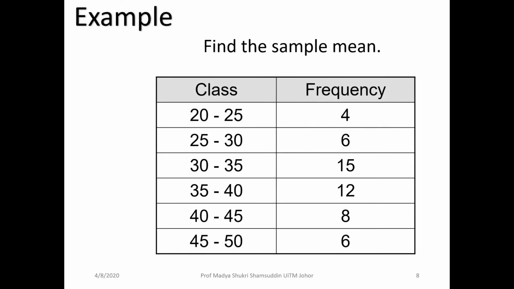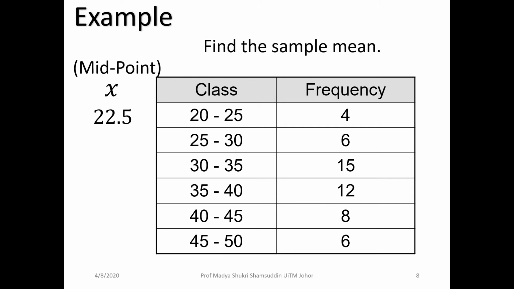Find the sample mean for the following frequency table. Here we need to calculate the midpoint for each class interval. The midpoint is denoted by x. The midpoint for a class interval is calculated by taking the lower limit plus the upper limit divided by 2. For the first class interval, the midpoint is 20 plus 25 divided by 2, which is equal to 22.5.